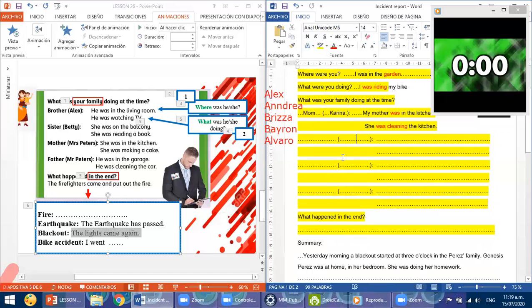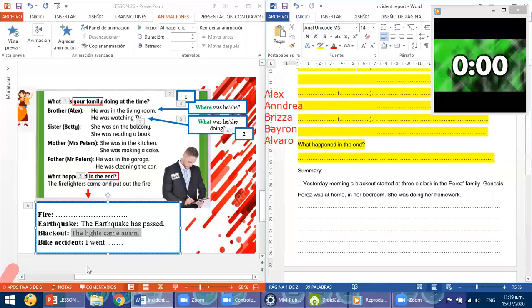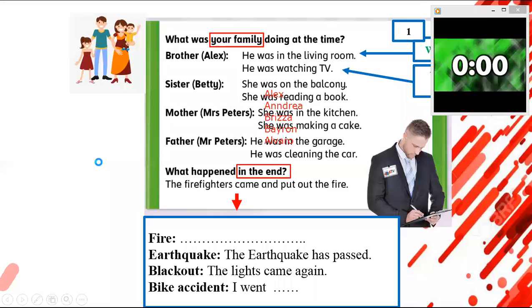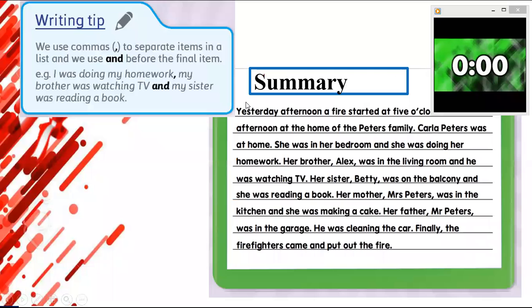Now, please pay attention. We are going to work now in the last part. The last part is not so difficult. It's the summary. In this part, we are going to write the same information, but in a paragraph. What is a summary? In Spanish is resumen. We are going to write all the information in a paragraph.